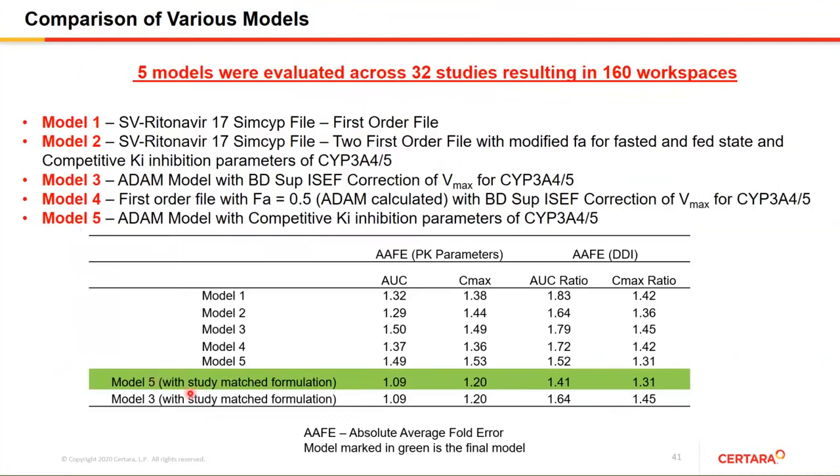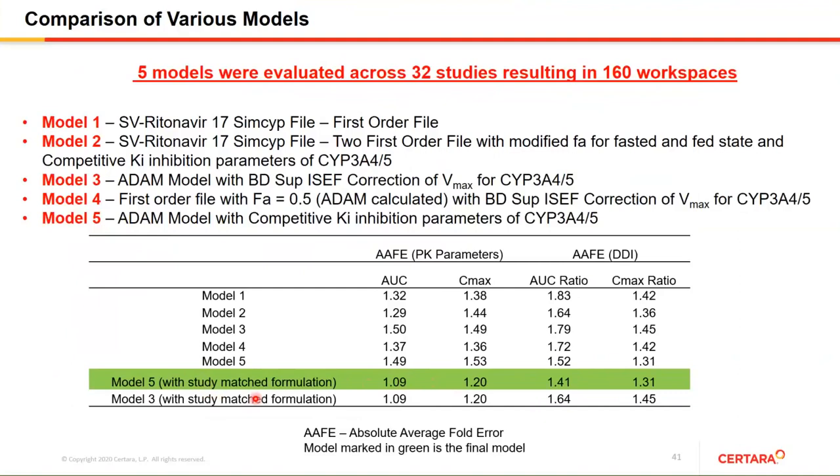So when we matched the type of formulation in each study, you can see that there is a huge improvement in pharmacokinetic parameters. And this really shows you the importance of including formulation parameters of a purified drug in assessing the DDI. So you can really see that this is quite a good improvement in terms of exposure as well as in DDIs. So when we use the ADAM model with the study-matched formulation, the predictions were quite good.